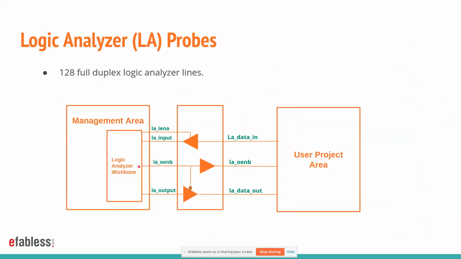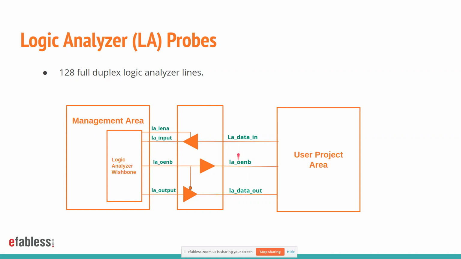The management area also provides another utility for the user space, which is the logic analyzer probes. You get access to 128 full duplex logic analyzer lines. So in practice, you have 128 input lines and 128 output lines. And you also get access to the out enable signal.